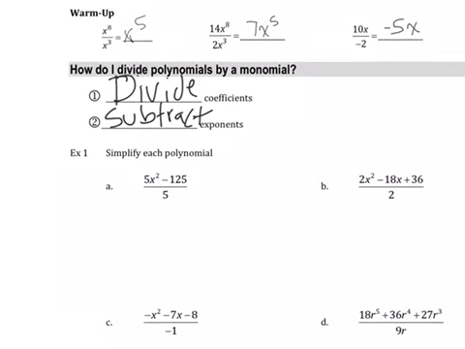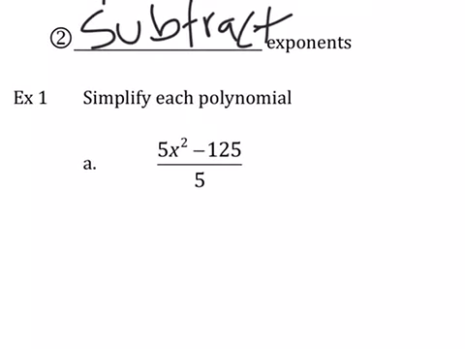Let's try the first one. Example 1. Simplify each polynomial. Our first one says 5x squared minus 125 all over 5. Well, this means that both these terms on the top can be divided by my number on the bottom, 5. We know that they can go into both of those evenly. So what I'm going to do is 5x squared divided by 5. I'll divide my coefficients. That's going to be 1. And subtract the exponents. Notice there's no variable and no exponents here, right? So I can't change my exponent at all. So 5 divided by 5 is 1x squared, or just x squared.